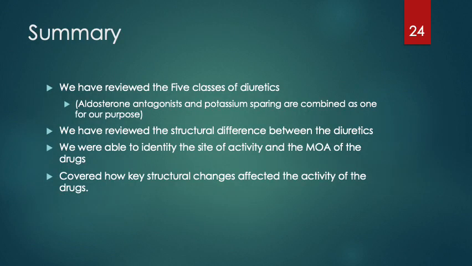So in summary, today we've reviewed the 5 classes of diuretics. If you've noticed, I've lumped together aldosterone antagonists and potassium-sparing diuretics. For our purposes, they'll be combined in one class. We've reviewed the structural differences between the diuretics, and we've also looked at some of the similarities. We were able to identify the site of activity and the mechanism of action of the drugs, and we've covered how key structural changes affected the activity of the drugs.